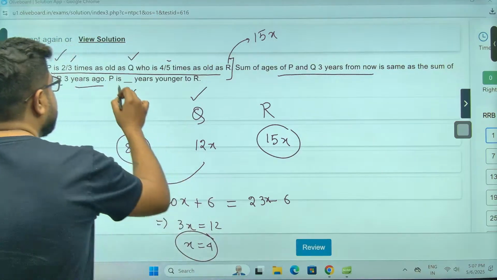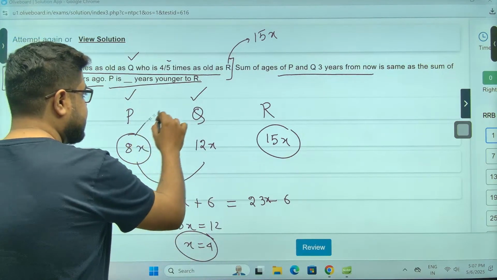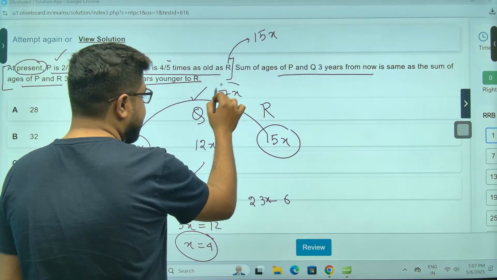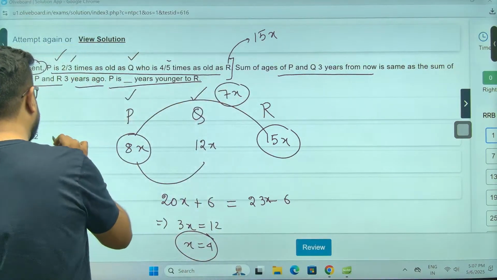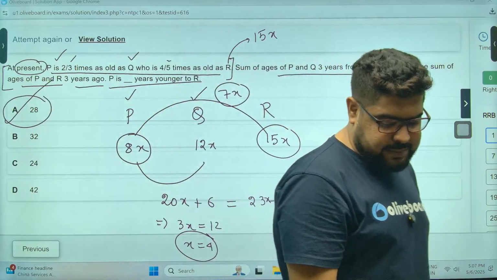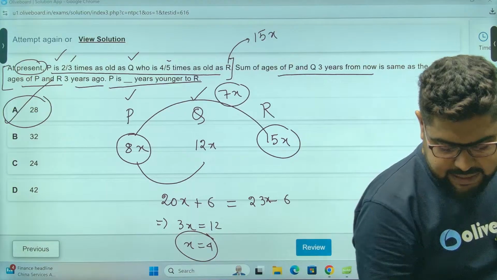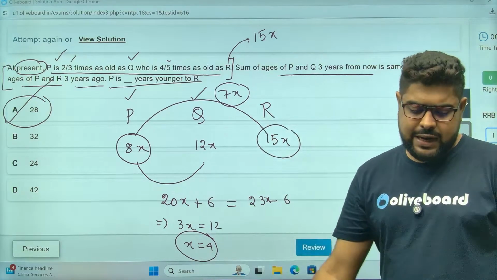Now they are asking P is dash years younger. P is 7x years younger. And x, I know, is 4. 7 4s are 28 years younger. Option A is the answer. Sashi, yes, brother. Option 1 is definitely your correct answer. That is most definitely your correct answer.